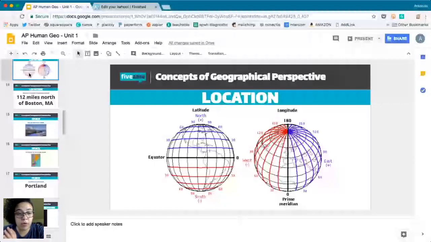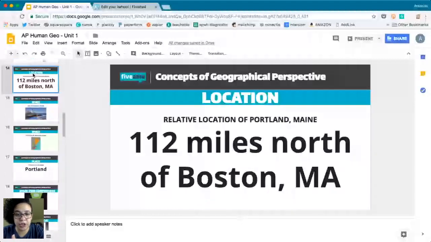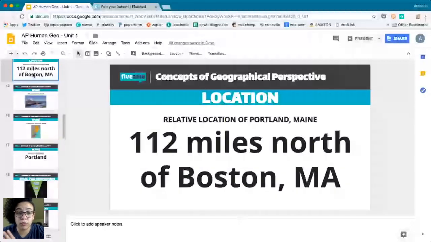The other type of location is relative. So you can give a relative location of where you are. Maybe in the chat, if you could tell me your relative location, and you can choose anything that you are close to, right? Like I am 112 miles north of Boston. So that's my relative location. Could you find exactly where I am based on that? Not entirely, but you can get pretty close.